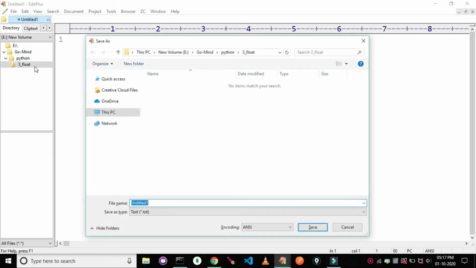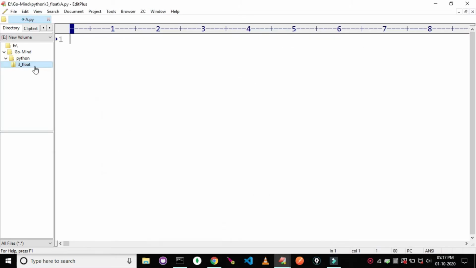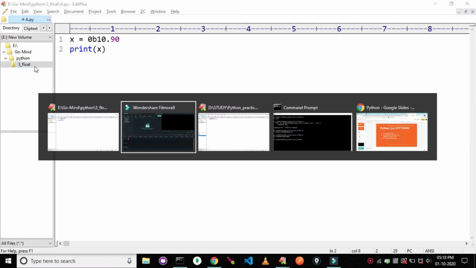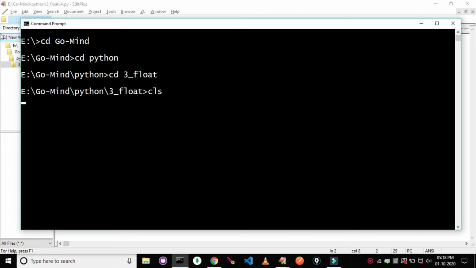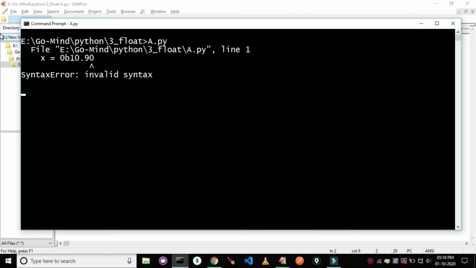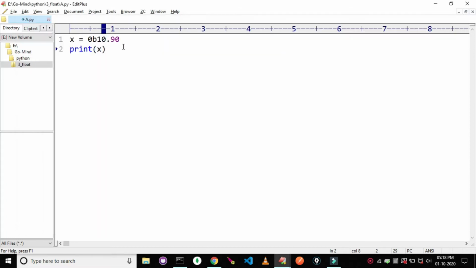In a.py, if we have a prefix for binary, octal or hexadecimal, we can't use floating point types in that. It will give us an error. So let's see this. cd pattern, cd 3 float, cls, a.py. Okay, so see, invalid syntax. We can't use floating point types in those values.